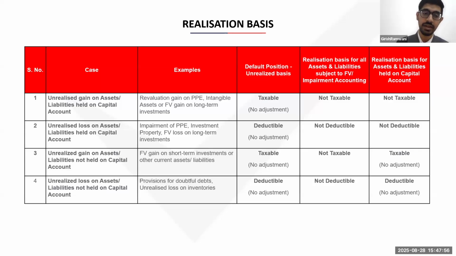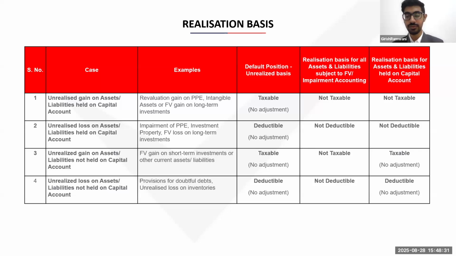Now, again, any unrealized loss on current assets or liabilities, for example, provision for doubtful debts or unrealized loss on inventories, any write down in the value of inventories that you do, these can be some examples. For the default position, that is, if you are just going to follow the position as per your books of accounts, no adjustment, your book treatment is your tax treatment. If you follow realization basis for all assets and liabilities, you will have to disallow this loss, because in all assets and liabilities, even your current assets and liabilities are covered. So it will not be deductible. You have to disallow it.